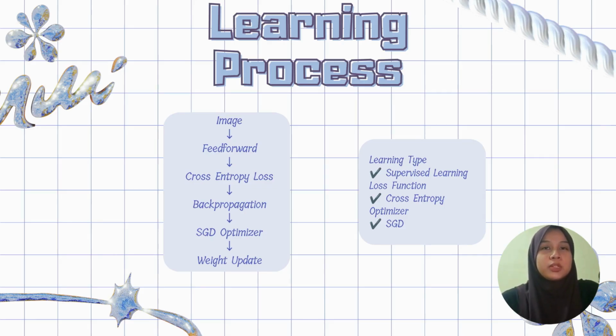Next, the prediction is compared with the actual label using the cross-entropy loss function. This loss measures how far the prediction is from the correct answer. The error is then propagated backward through the network using backpropagation. During this step, the gradients are calculated, and the SGD, stochastic gradient descent, optimizer will update the network weights to reduce the loss. This training cycle is repeated over many epochs until the model converges and achieves better prediction accuracy.